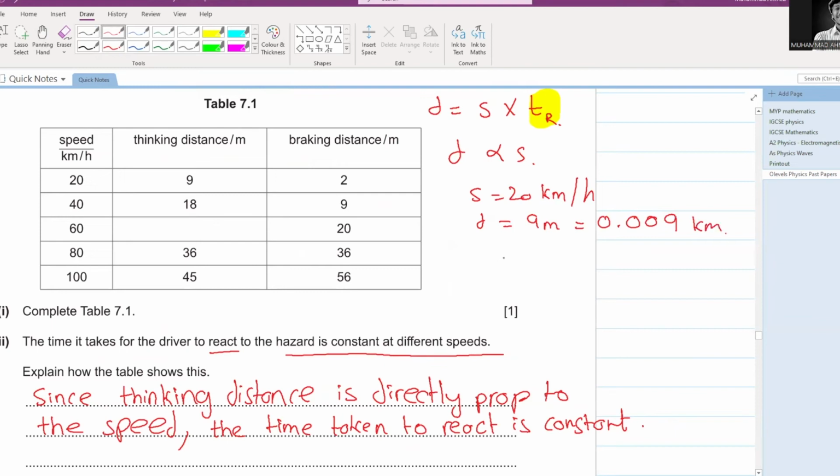Yes. Very, very easy. Distance, that is 0.009 divided by 20, will be equal to your time. Why? Because time is equal to what? Distance over speed. Let's calculate this time. This will come out to be 4.5 into 10 raised to the power of minus 4 hours, since we have kept the time in hours.